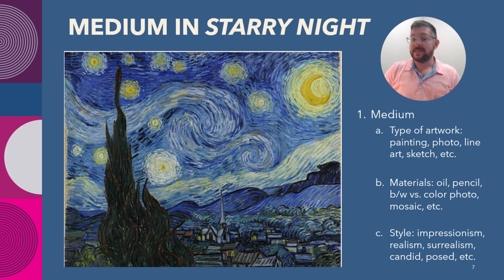Now you've also got style. So style is like impressionism, realism, surrealism, or for photography you've got a candid photo or a posed photo or a studio photo. And all of that's going to come with it a certain level of meaning.